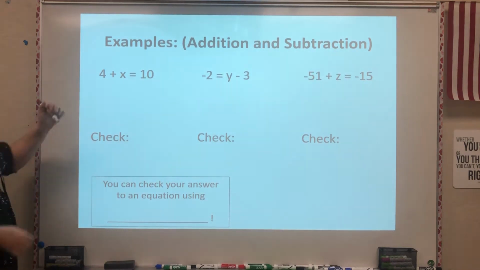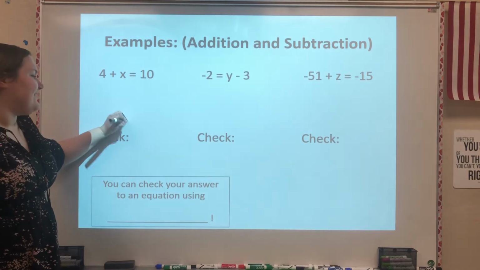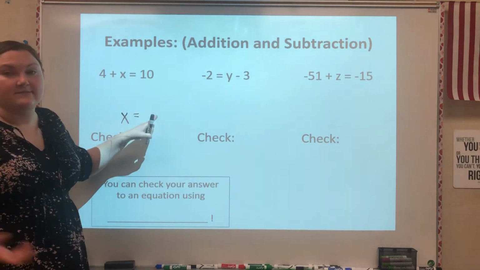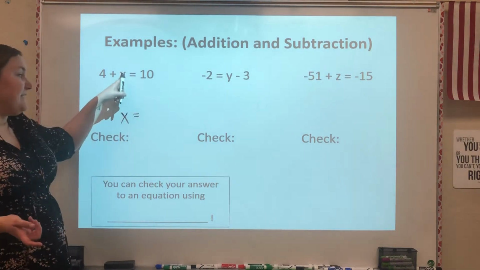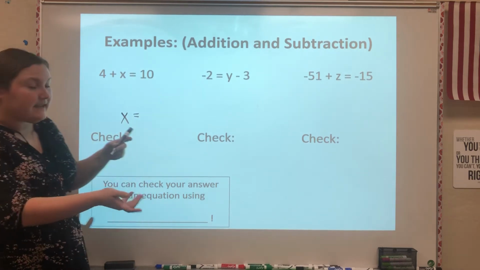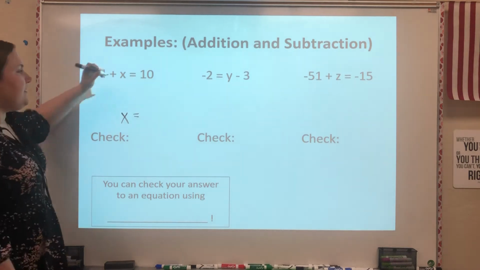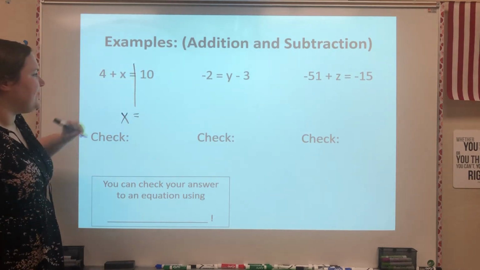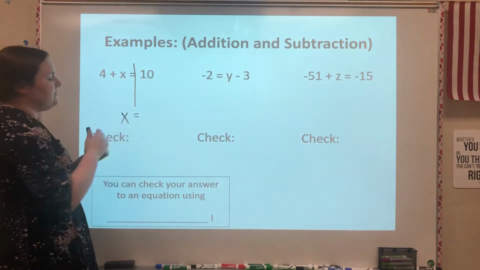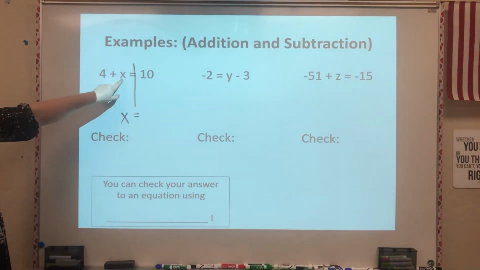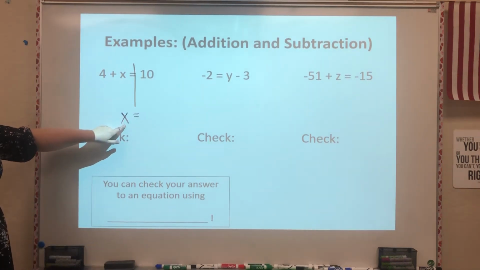But my goal by the end of this is to say that x equals a number. That's saying that missing number x equals something. So I want it to look like this. So part of our work is going to look like this: I'm going to draw a line here to show the two sides of my equation. And I want to get x, my variable, all by itself.